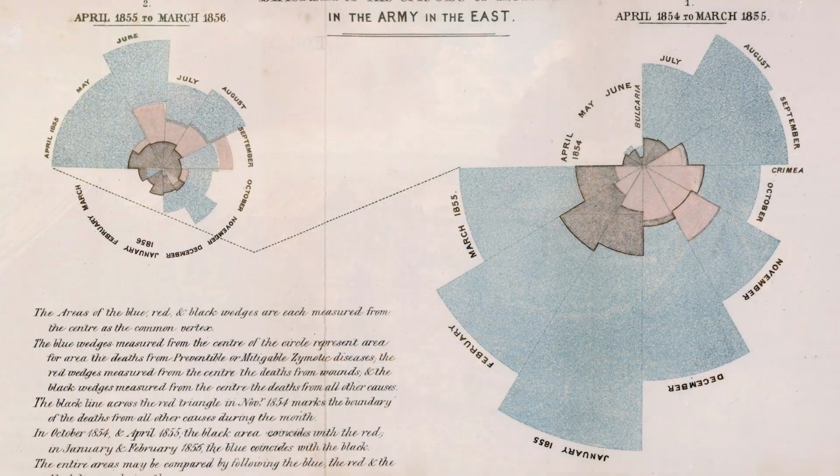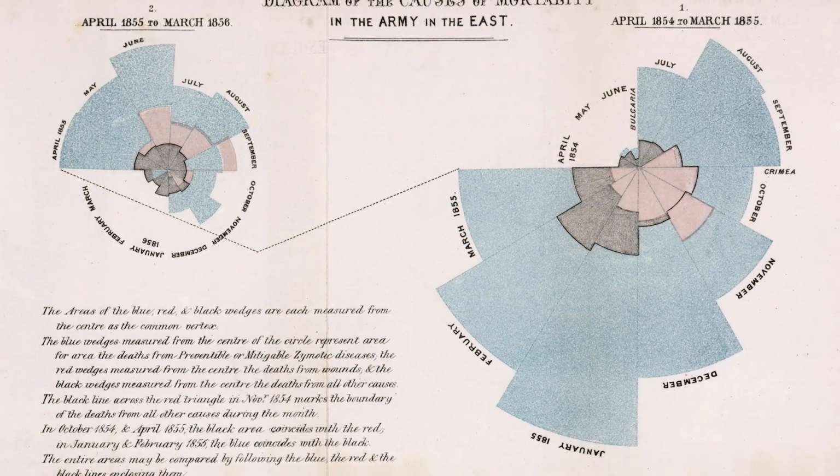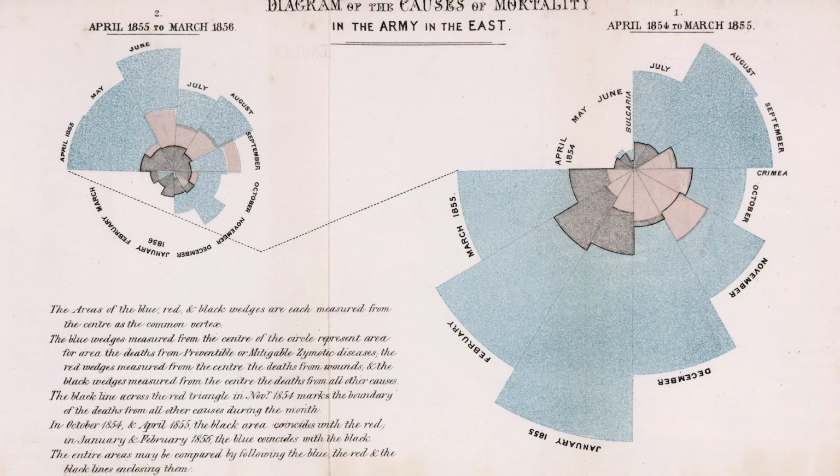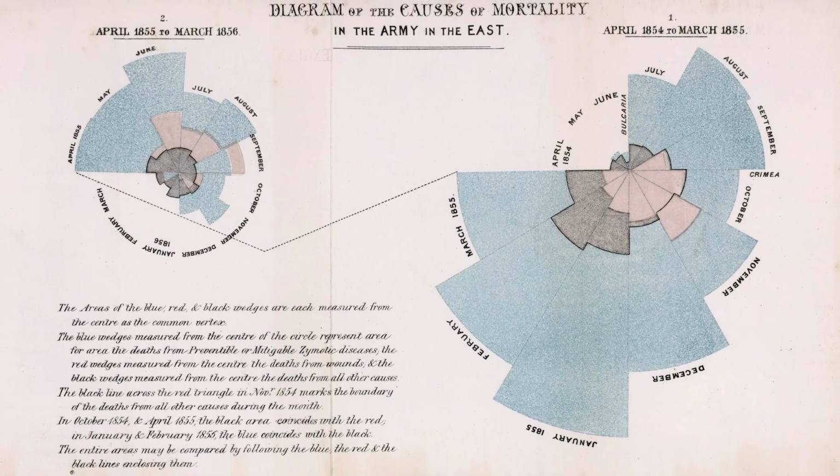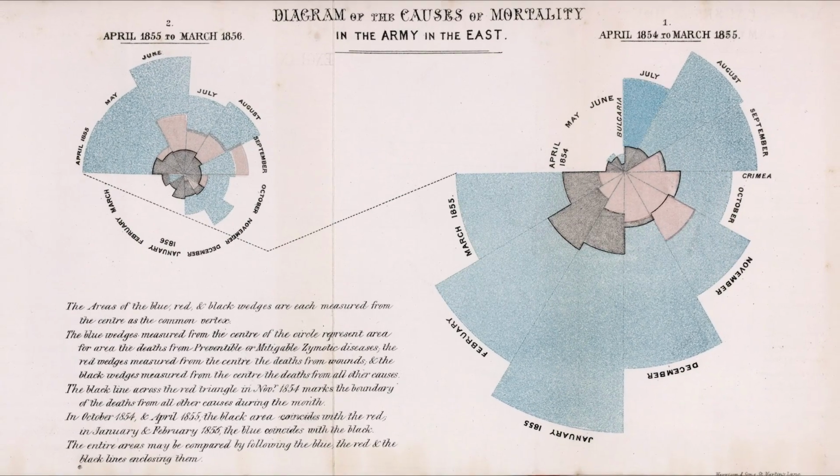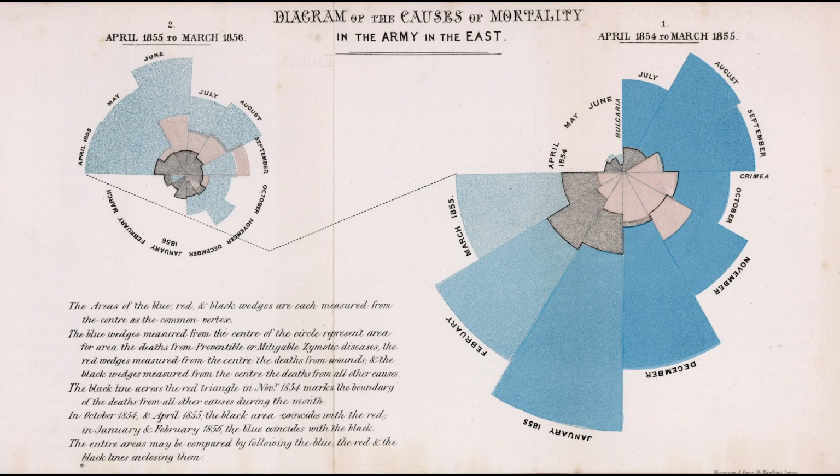She designed what's now called the coxcomb diagram, a kind of polar area chart. Each wedge represented a month of the war. Blue areas, deaths from preventable diseases. Red areas, deaths from wounds. Black areas, deaths from other causes.